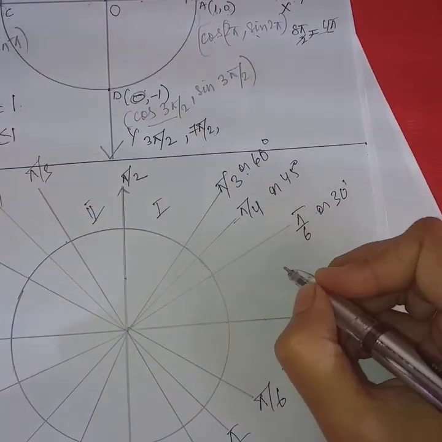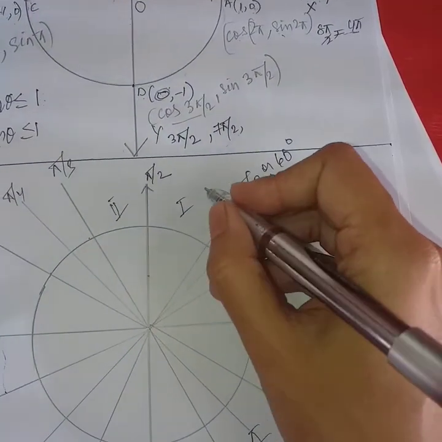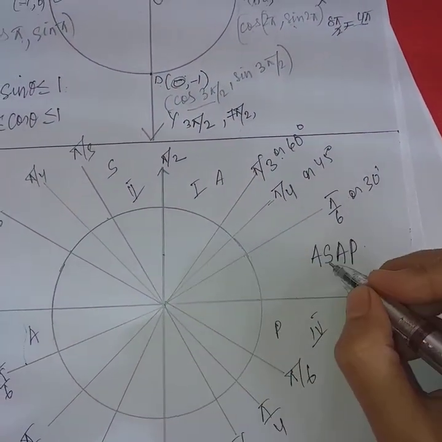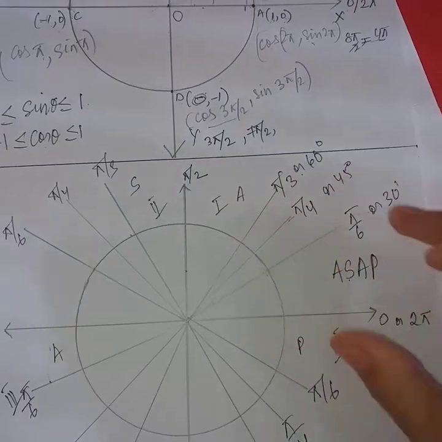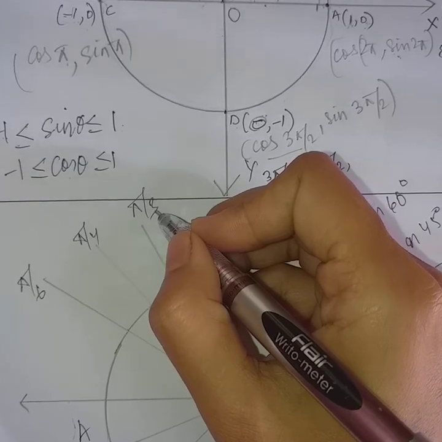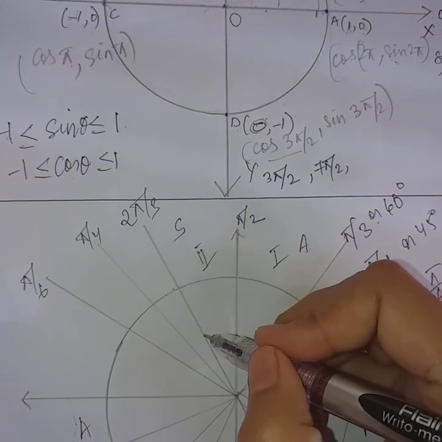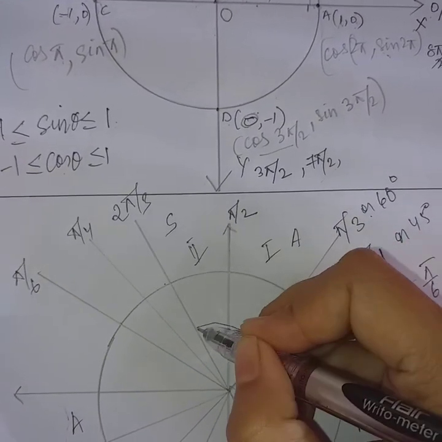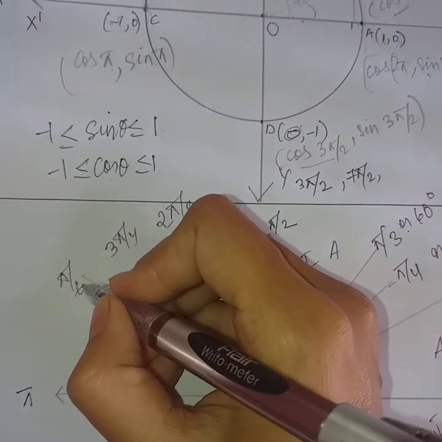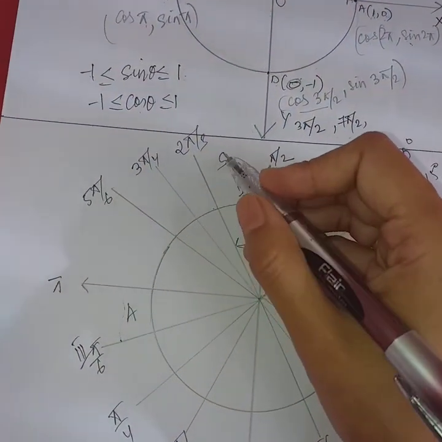Now we have to remember one thing, ASAP. Here A, S, A, P. S means, for the first quadrant it is fine, we have these angles. S means subtract. It means if the denominator is 3, we subtract 1 from 3, we have 2. So this angle will be 2 pi by 3. And subtract 1 from 4, we have 3, subtract 1 from 6, 5. In this way we have other angles; in this quadrant S means subtract.